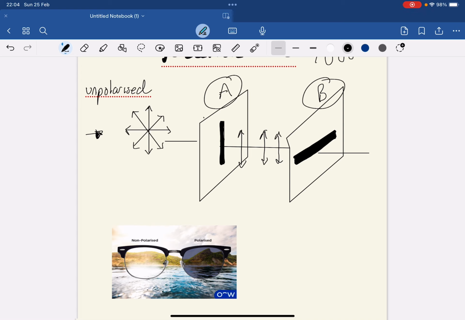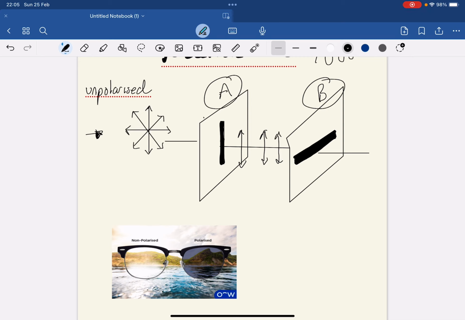Now, one key use for polarisation is in sunglasses. So polarised lenses reduce the glare and so improve the vision of the glasses. So it's really useful, especially when it comes to water, because you can see clearly through that water.